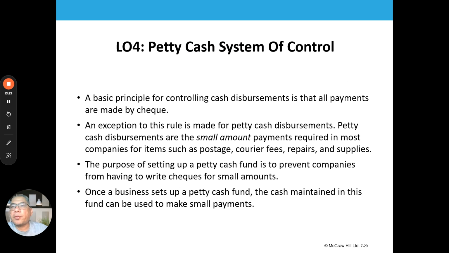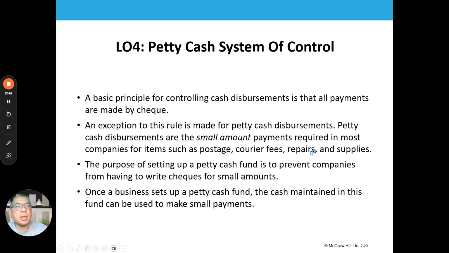Now, objective number 4: petty cash system of control. A basic principle of controlling cash disbursement is that all payments are made by check. This is the most basic rule. The exception is petty cash disbursement, which is only for small amounts required, the most common being postage, courier fees, and repair and supplies.